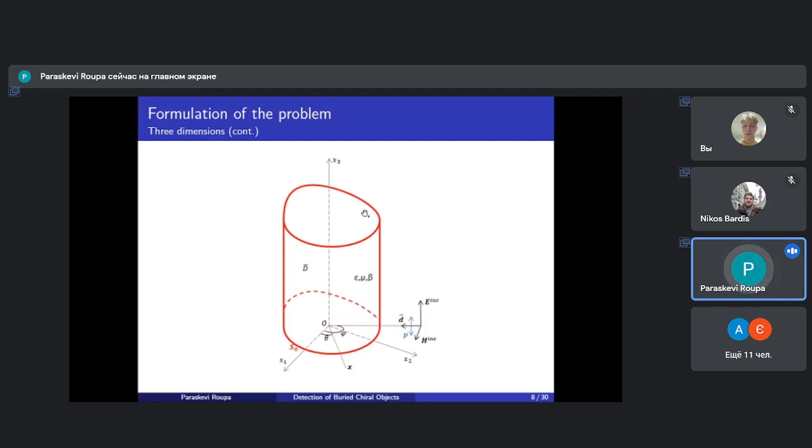As we can see in this figure, we have the scatterer in three dimensions. We denote the scatterer by D tilde. The basic constants of this scatterer are ε, μ, and β, and S is the boundary of the scatterer. On this scatterer, we have incident electromagnetic fields, E incident and H incident, which are going to the scatterer, and then we have the corresponding scattered field.